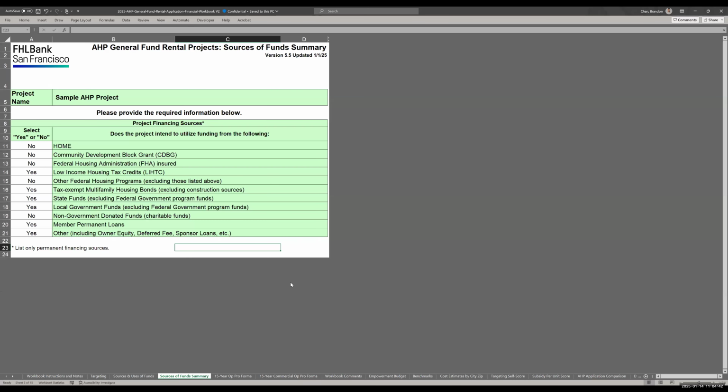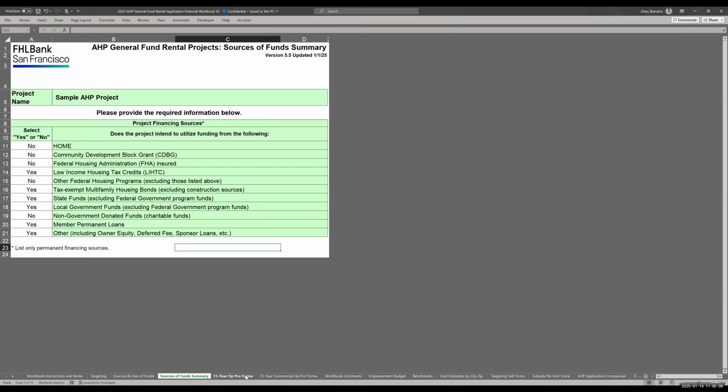Next, we'll look at the Sources of Funds Summary worksheet. This worksheet collects required Federal Housing Finance Agency data. Please indicate which sources are applicable to the project. This is only relevant to permanent financing. Do not include construction and bridge financing. Include HUD, USDA, and VA financing under other federal housing programs. If a source does not fall clearly within the listed categories, please select Other.